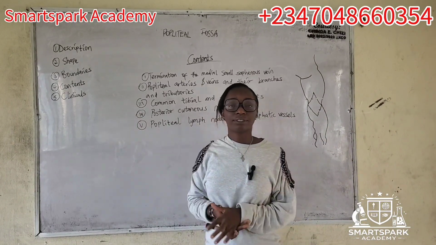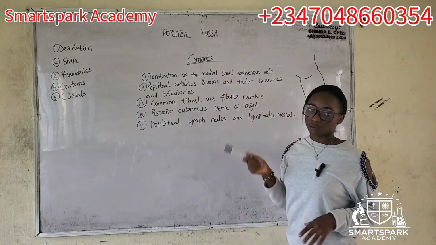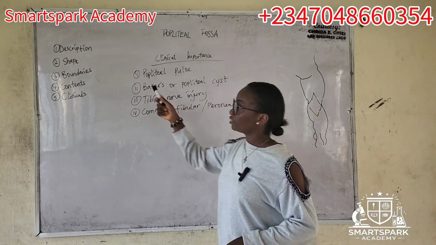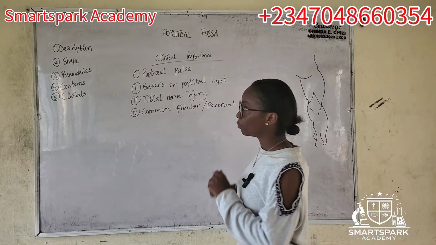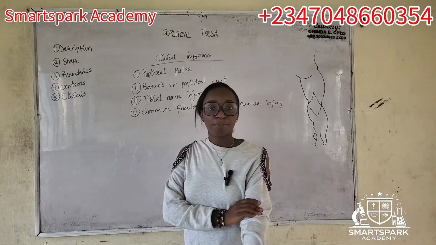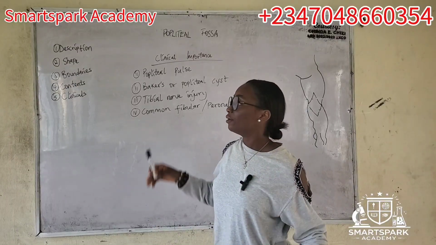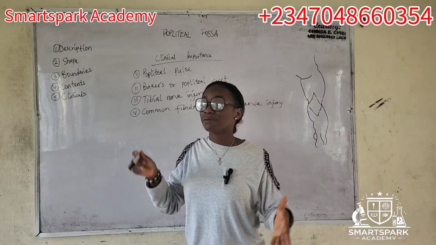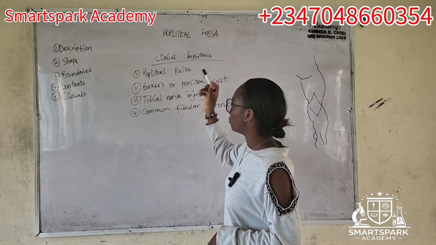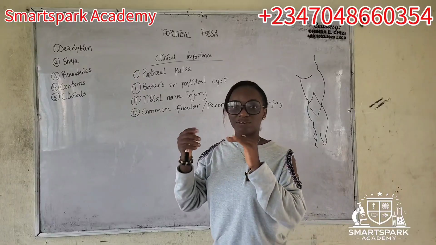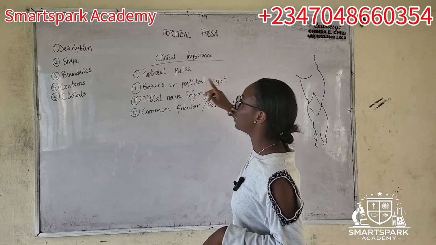Finally, we have the clinicals. Let's look at the clinical importance of the popliteal fossa. The first one we have is the popliteal pulse. The same way we have the radial pulse, the brachial pulse, the femoral pulse, we also have the popliteal pulse. It can be found at the back of the leg, posterior to the knee. The popliteal pulse can be palpated when the knee is flexed. Note that. That's the first one.